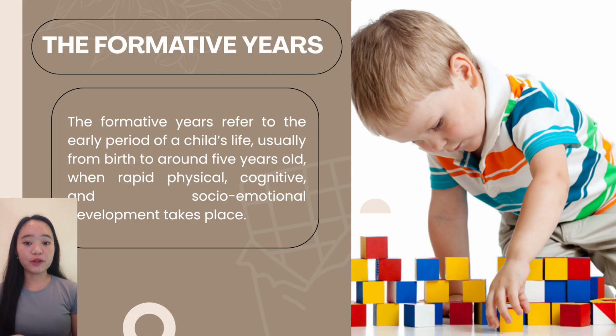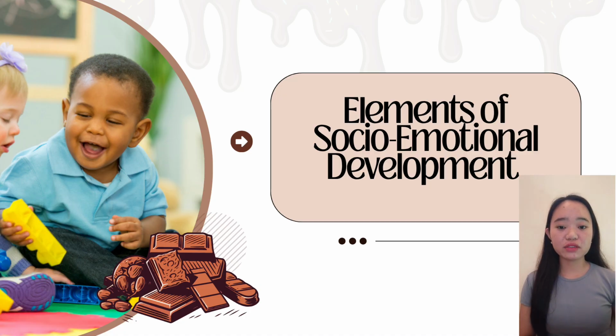So for example, if the baby or the child receives love, attention, and comfort, the child will learn that the world is a safe place. But if the child is ignored or treated harshly, the child may develop insecurity and fear. Now that we understand what socio-emotional development is and the importance of the formative years, we will now proceed to the elements of socio-emotional development.